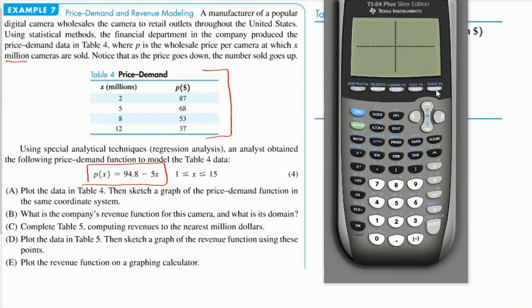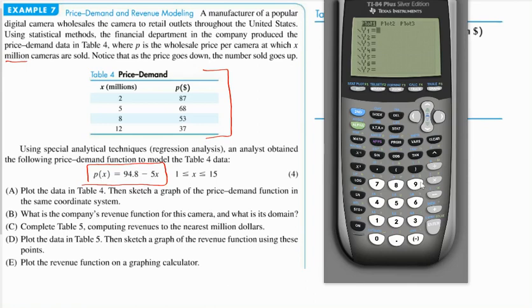And we can hit graph, and we don't see anything. So in the zoom button, you hit zoom, and you go down until you see stat plot. Zoom stat, that means it'll zoom in on where your statistics points are, so option 9, and we see there's our plot.